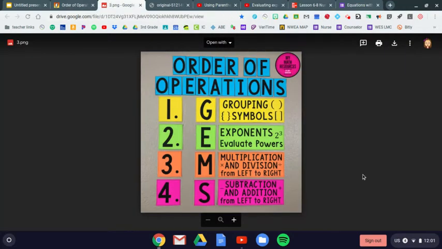When I do order of operations, I follow the steps to do math in the right order to make sense. The first step is G for grouping symbols. The grouping symbol we're talking about today is parentheses.